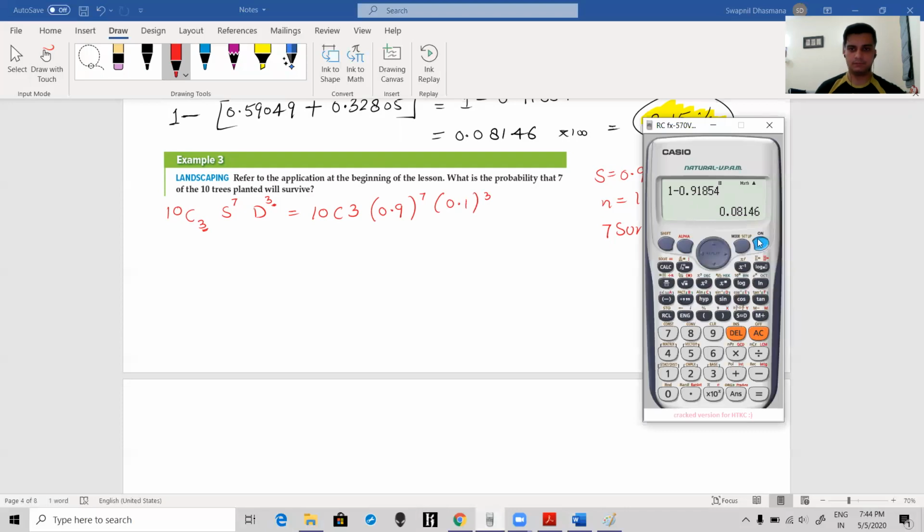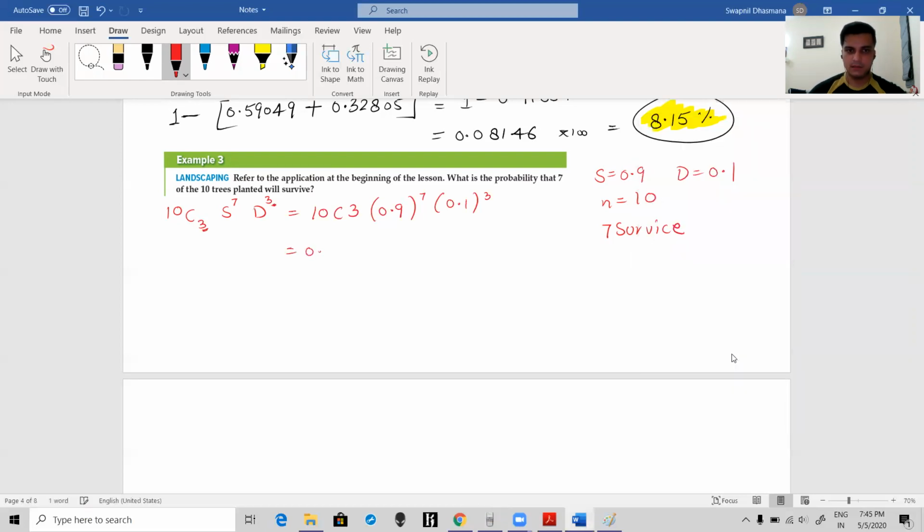Open your calculator. Put 10. Shift divide 3. Make a bracket. Don't forget the bracket. That's very important. Then you make another bracket, 0.9 to the power 7. Another bracket, 0.1 to the power 3. 0.57395. So I'll just write down the short, 0.0574. When I multiply this with 100, I will get 5.74%. So there are 5.74% chances that 7 trees out of 10 will survive.